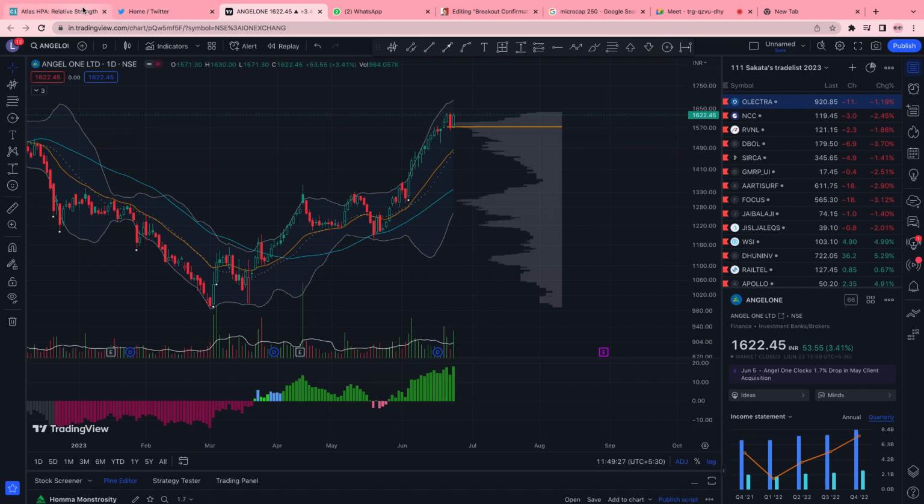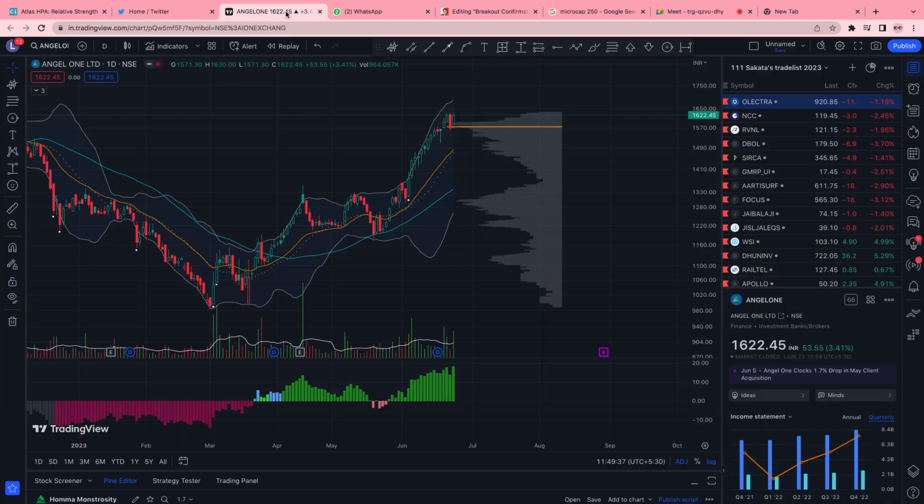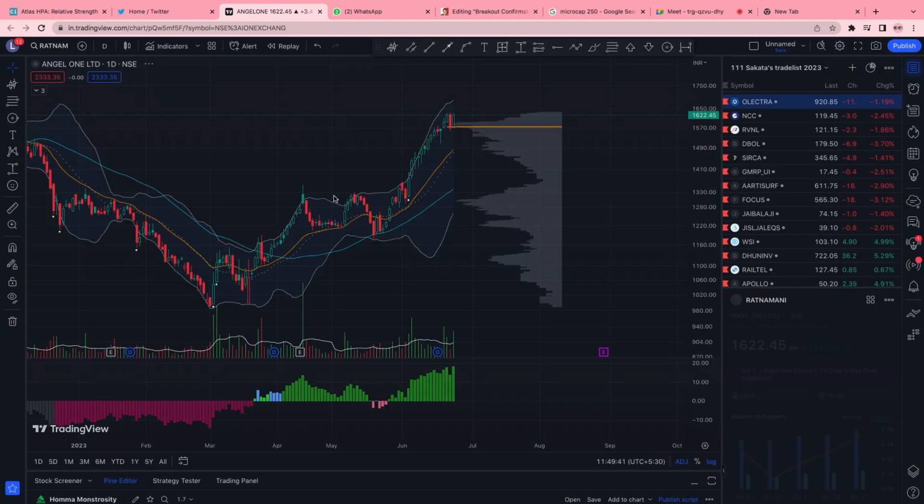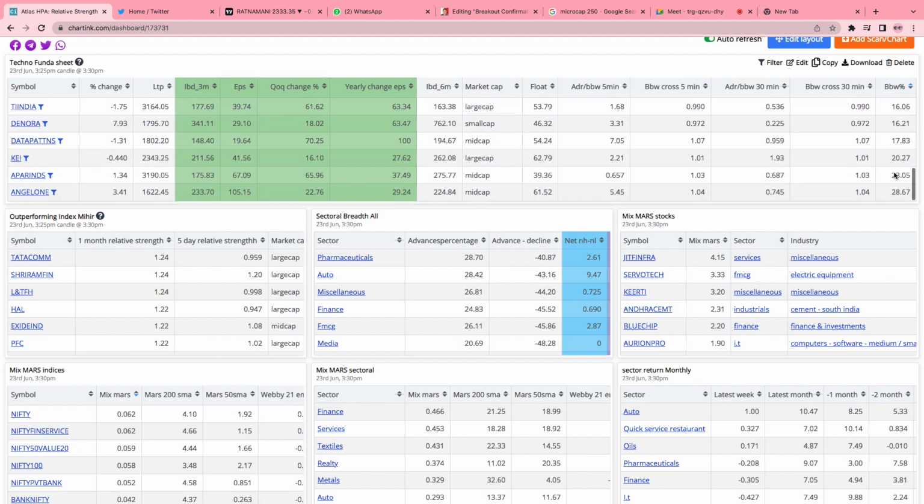But what about something which is squeezed? Let's say CAMS or Ratnamani. These will be very much squeezed right now. You see that the squeeze is now tightening and very tight. So if this breakout comes, this can be a good candidate. So that we can directly get from here.